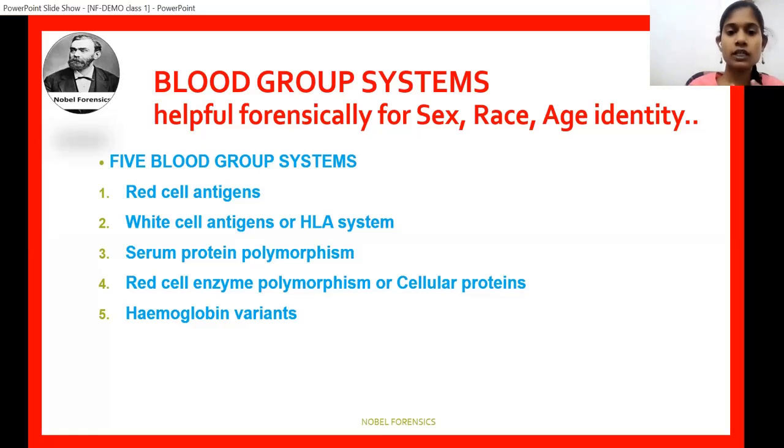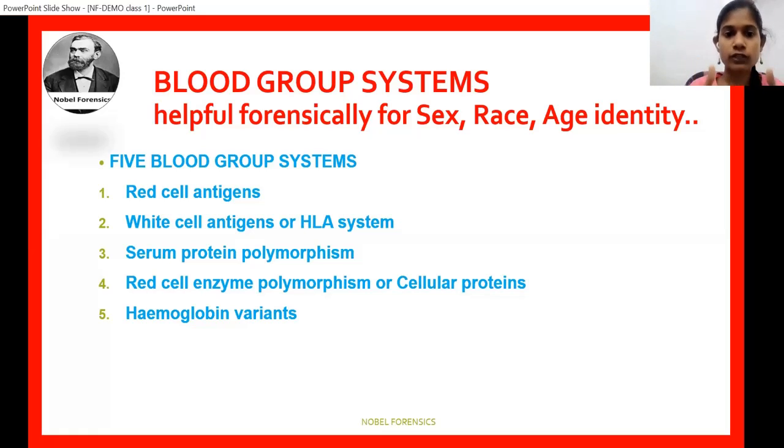And the fifth one is the hemoglobin variants. There are 4 variants of hemoglobin: HbA, HbF, HbS, and HbC. HbA means adult hemoglobin. HbF is fetal hemoglobin. Then HbS is sickle cell anemia. Then HbC is mild hemolytic anemia. And these are the 5 blood group systems.